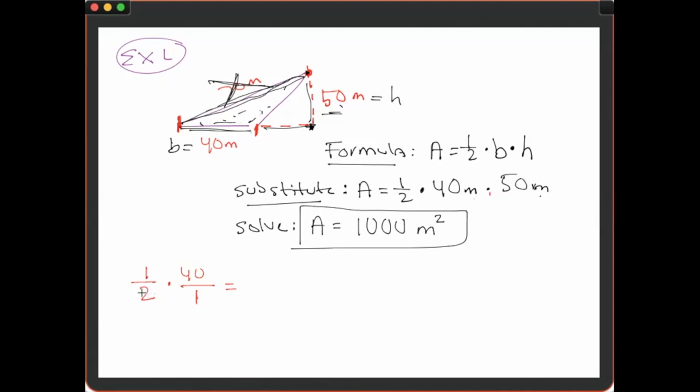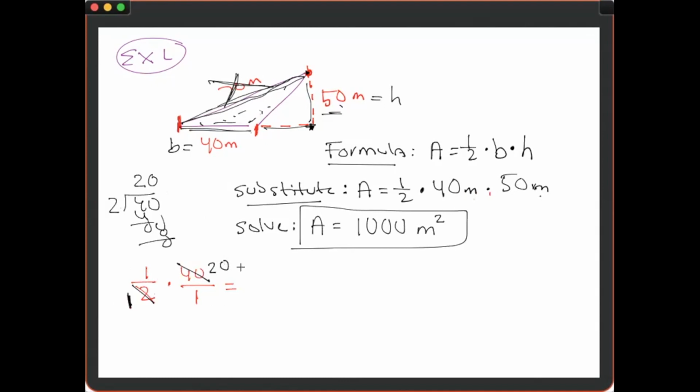So 2 goes into 2 one time, right? Let me change the color so it will be a little clearer. So you have 1 here, 2 goes into 2 one time, 2 goes into 40. Well, let's do here 40. 2 goes into 4 2 times. 2 goes into 0 0 times. So 2 goes into 40 20 times. So we're going to write 20 here.